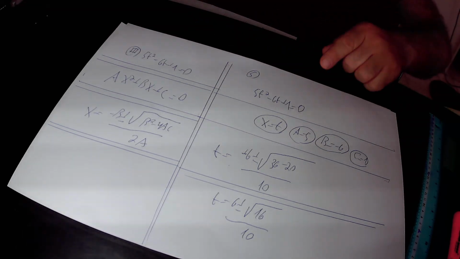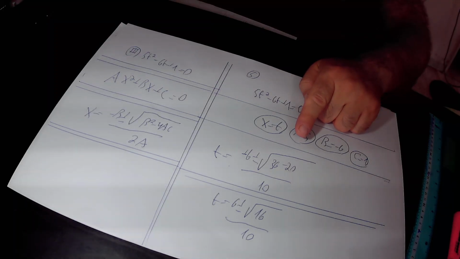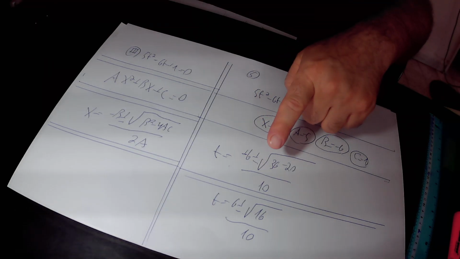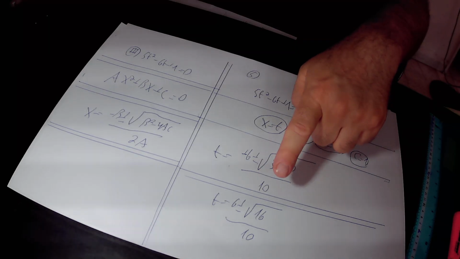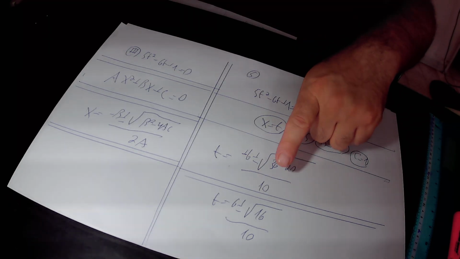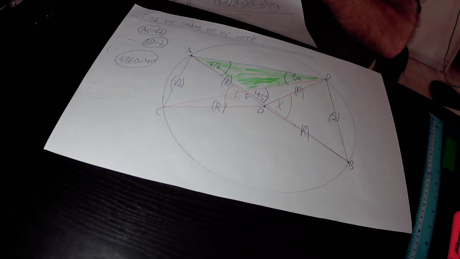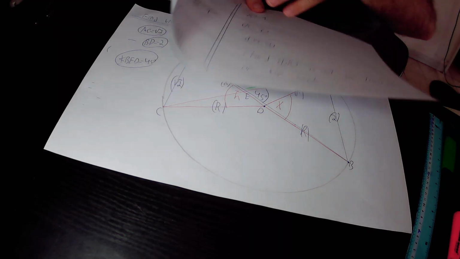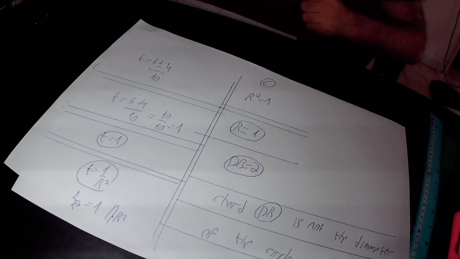So we found out that t equals 6 plus minus the square root of 36 minus 20, over 10. 36 minus 20 is 16. So t equals 6 plus minus the square root of 16, over 10. The square root of 16 is 4. So in total we found out that t equals 6 plus minus 4 over 10.